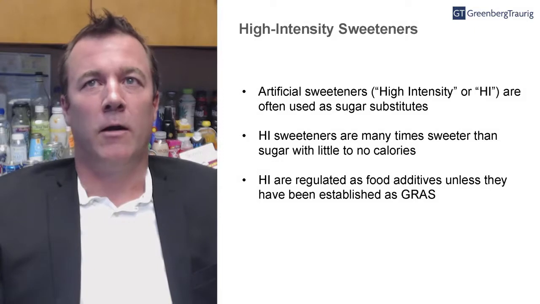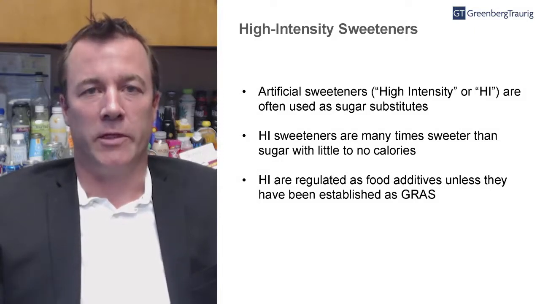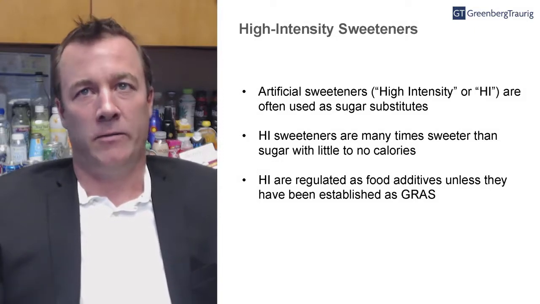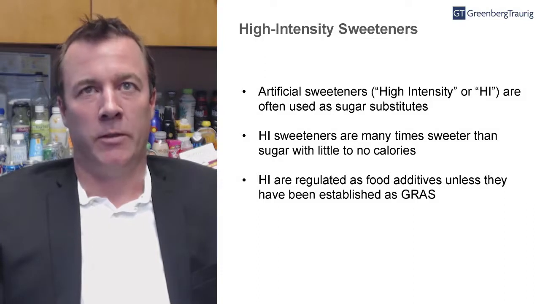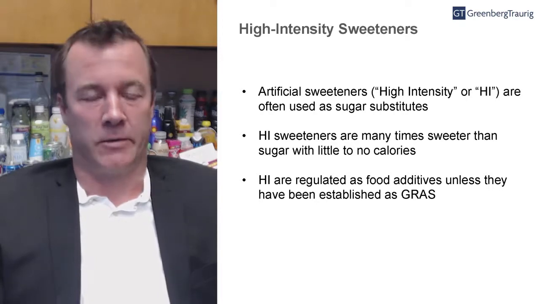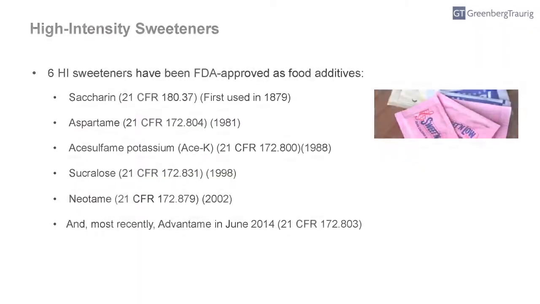High-intensity sweeteners are artificial sweeteners that are often used as sugar substitutes. High-intensity sweeteners are many times sweeter than sugar with little to no calories. They are regulated as food additives unless they've been already established as GRAS. There are 6 high-intensity sweeteners that have been FDA approved as food additives. The first was saccharin, which was used over 130 years ago.